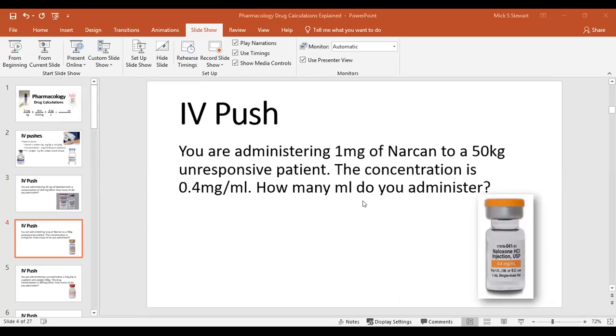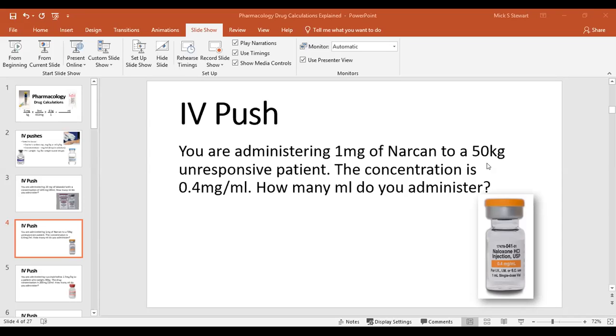Okay, next one is we're going to be administering naloxone. We're being asked to administer 1 milligram of naloxone to a 50 kilo unresponsive patient who is likely not breathing or not breathing well. The concentration is 0.4 milligrams per milliliter. Now, I've given you the patient's weight in here, but notice this is not a weight-based calculation. It doesn't say give 1 milligram per kilo. It just simply says give 1 milligram of Narcan to this patient. So knowing that patient's weight of 50 kilos is really just extraneous information, but I want you to understand that concept: we're not being asked for milligrams per kilo, it's just straight milligrams here.